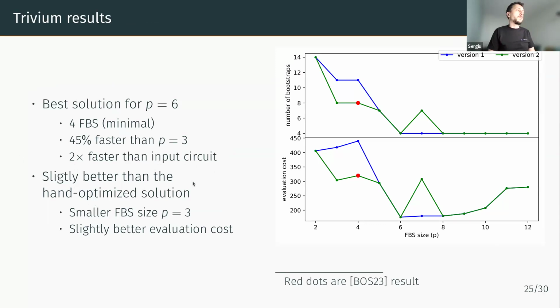And compared to the literature, we obtain a slightly better solution because we obtain the same number of bootstrappings as in the literature. The literature is the red dot. We obtain 8 bootstrappings, but in our case, 8 bootstrappings for a smaller plaintext space 3, which translates to a slightly smaller evaluation cost.